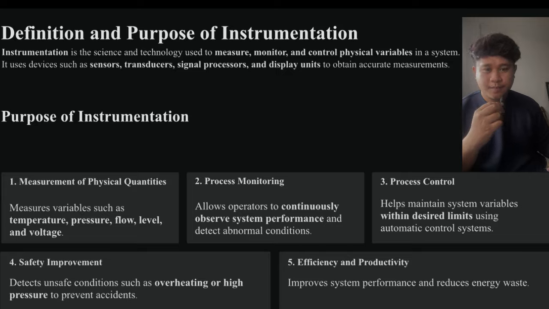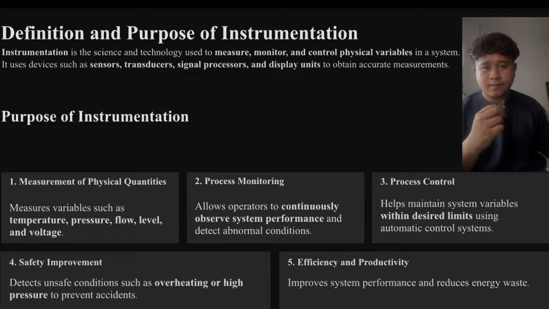And now, why do we need instrumentation? There are five main purposes. The first one, measurement of physical quantities. It allows us to measure variables accurately, ensuring the system works correctly. The second one, process monitoring. Instrumentation helps operators observe system performance continuously and detect any abnormal condition early. The third one, process control. It allows the system to maintain variables within desired limits using automatic control systems, which is crucial for industrial processes.